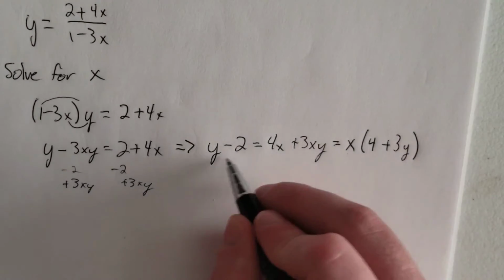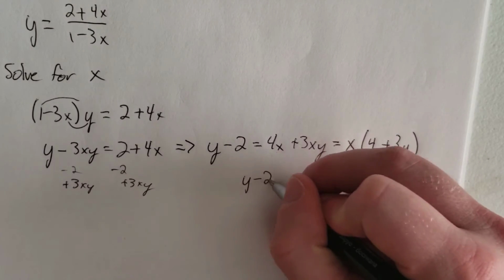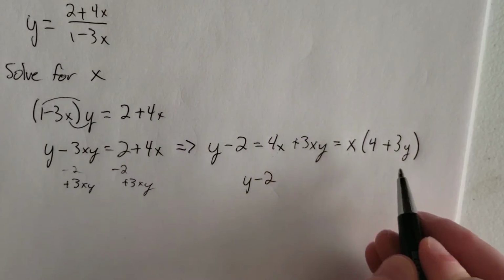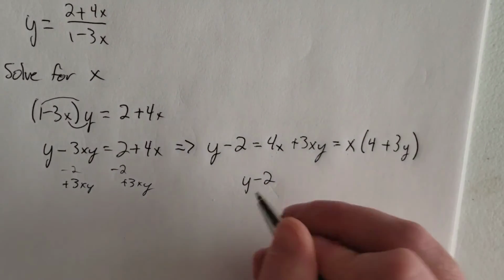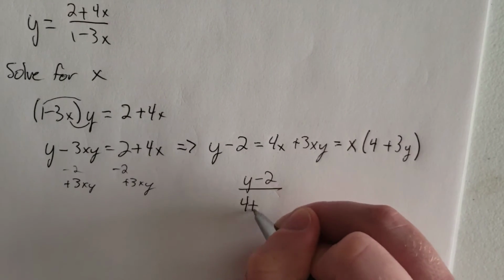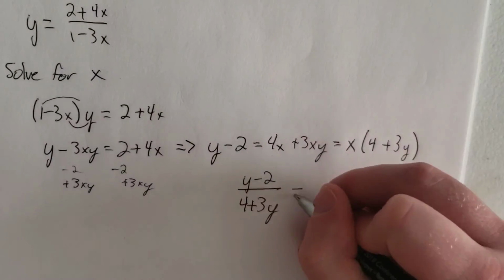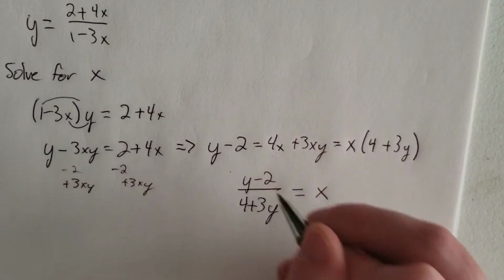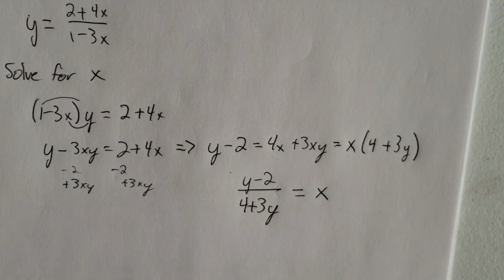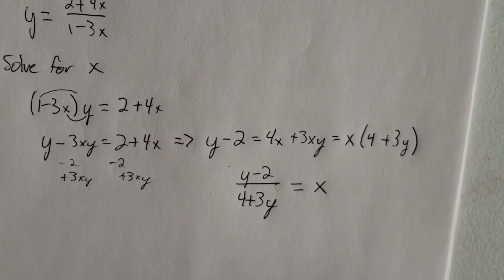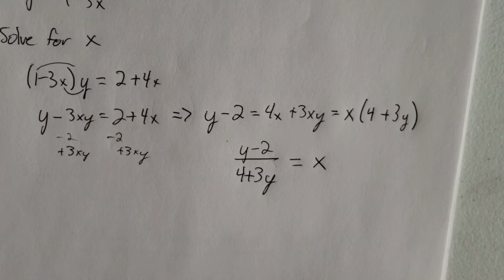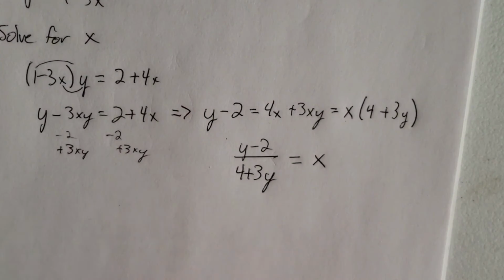So finally, we get y minus 2. To solve for x on the right, we need to divide by 4 plus 3y. So we get y minus 2 divided by 4 plus 3y is equal to x. But we're not quite done. We have one simple thing to do to finish this problem off, and that is to swap the x's and y's back.